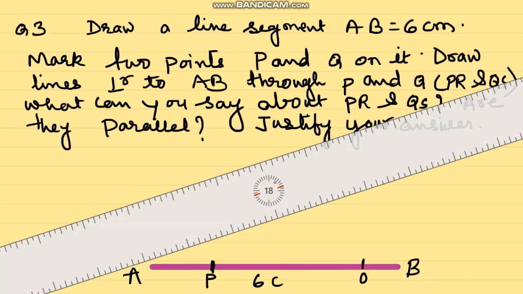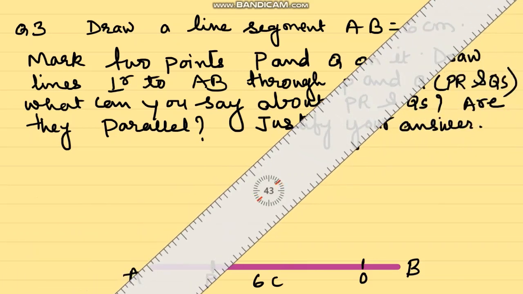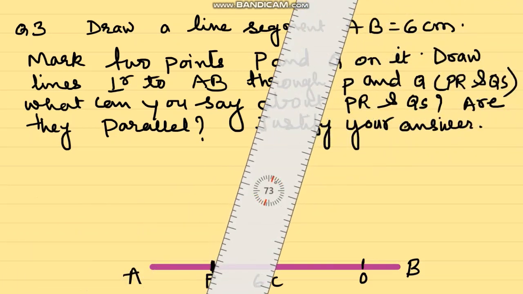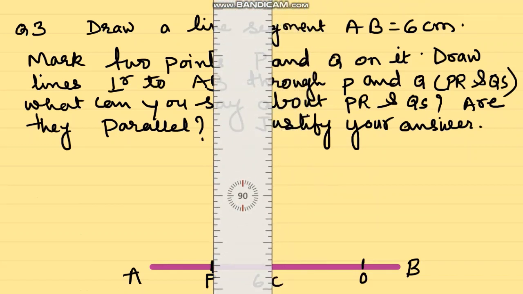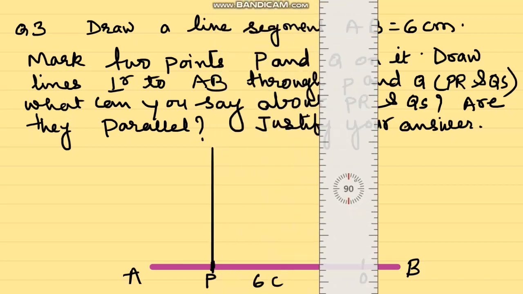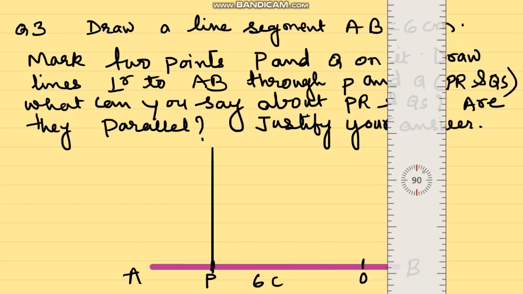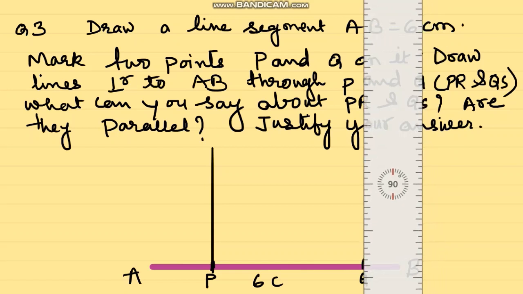See, when I make angle 90, you will get a perpendicular line. So, this you all know, perpendicular means the angle should be equal to 90 degrees. So, at P, I am drawing a line perpendicular to AB. So, this is P, Q. Okay, P. Now, from Q also you have to draw a line perpendicular to AB. So from Q I am drawing a line perpendicular to AB.